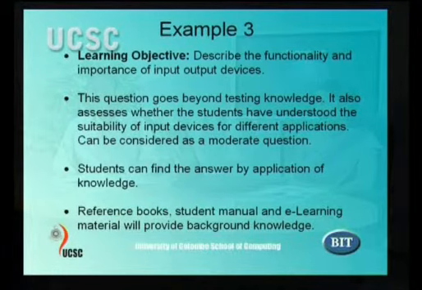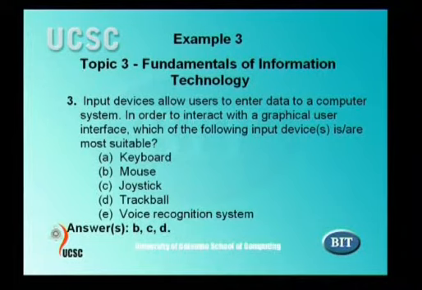So they need some details about the question and also how these devices are really practiced, some experience about the devices. That's right. If they have used these devices, then it is much easier to answer the question. So a moderate question can be an easy question for a student who has experience of using these devices. And it seems there are 3 answers for this question, that is, choices B, C and D. And I hope the students will try out those things and analyze.